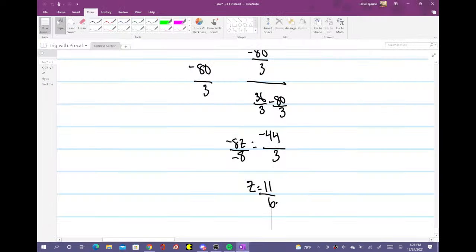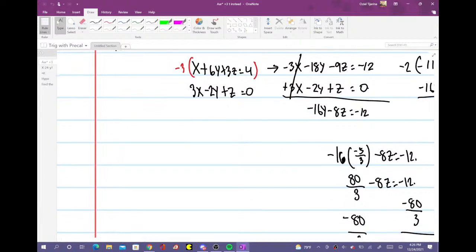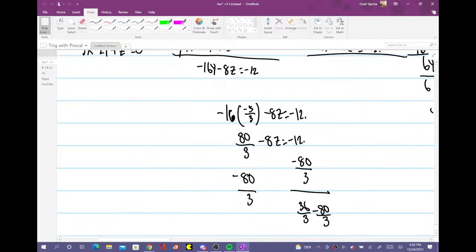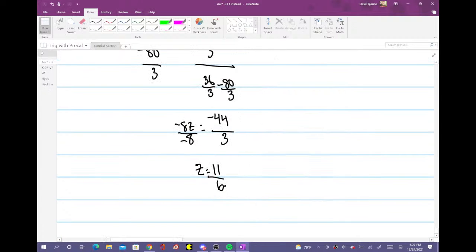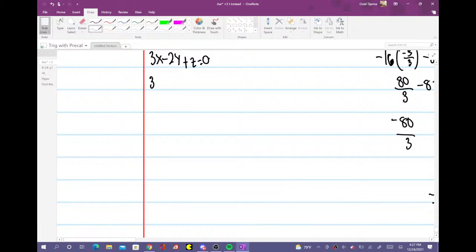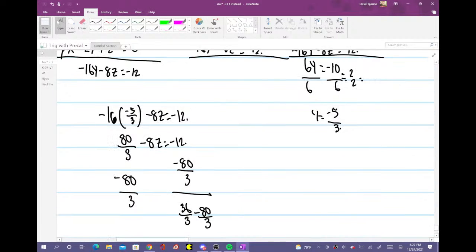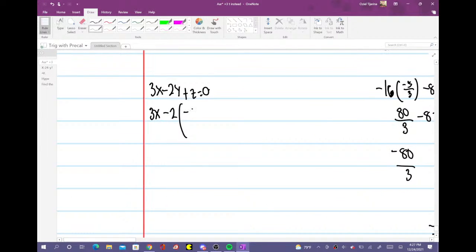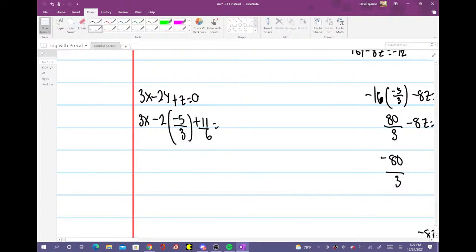Okay, so I'm back. Alright, so now let's plug in y and z and solve for x. So y was what? It was negative 5/3. So we can say 3x minus 2y plus z equals 0. We have 3x minus 2 times negative 5/3, and then plus 11 over 6 equals 0.